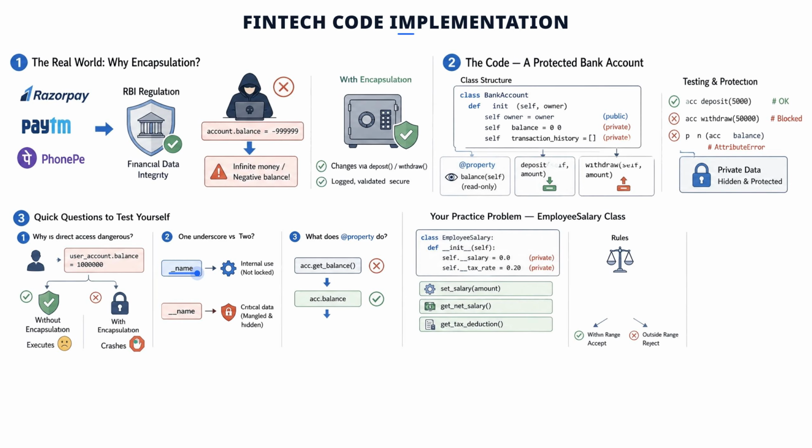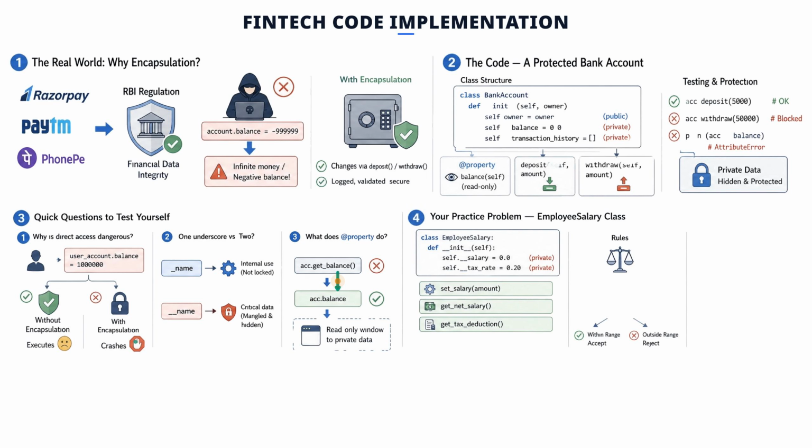Second, 1 underscore versus 2. Use 1 underscore for internal variables that shouldn't be touched. Use 2 underscores for critical data that must be hidden via name mangling. Third, what does the property decorator do? It makes a method act like a variable. So instead of a getter, you use clean syntax like .balance, providing safe read-only access.